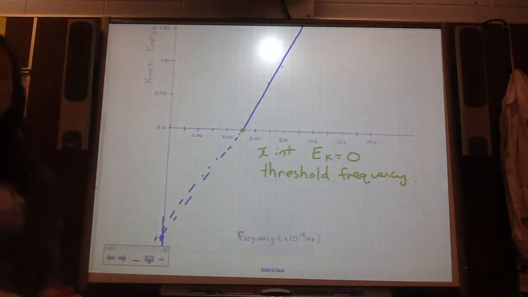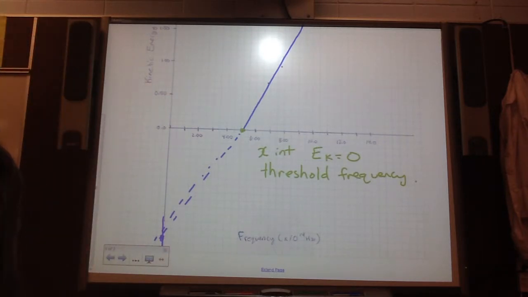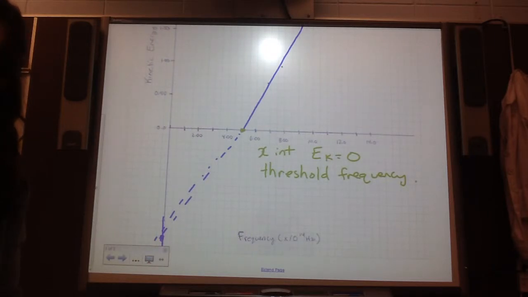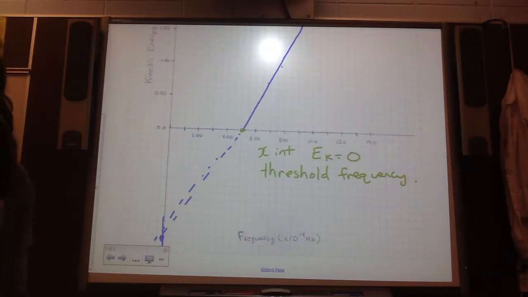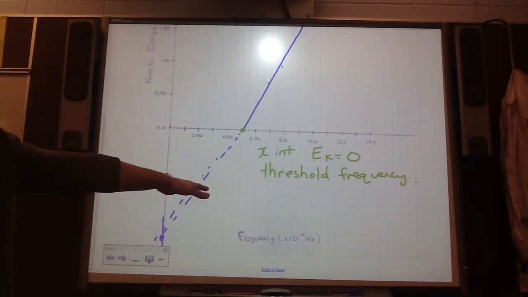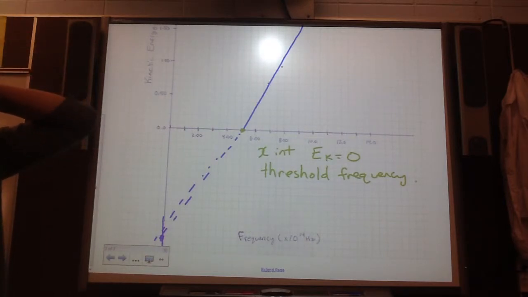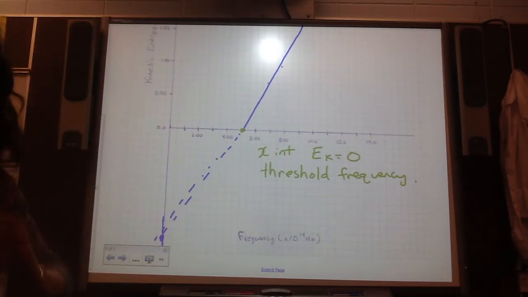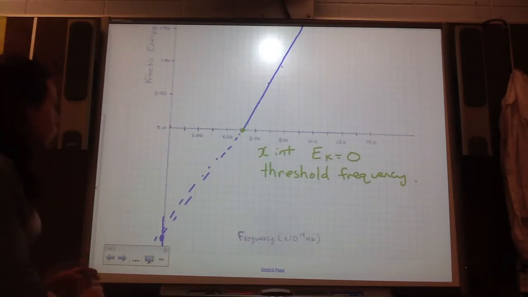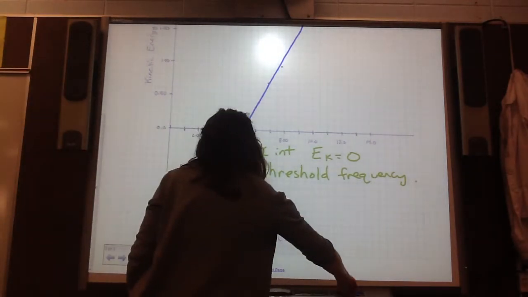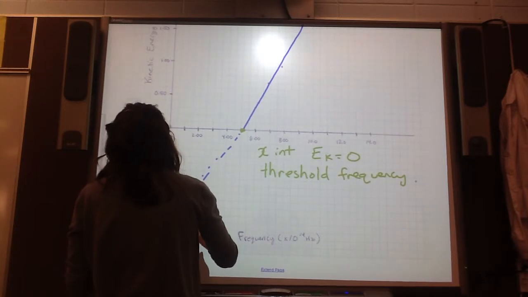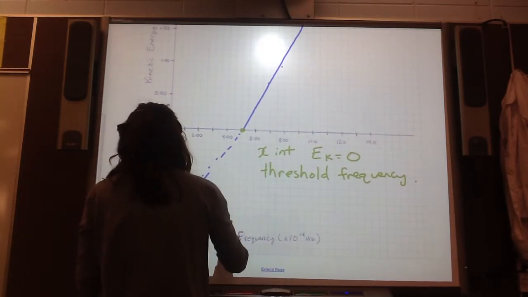Because that's the frequency we need to exceed in order to have energy of electrons, that's how we find our threshold. So if you're looking at your graph of kinetic energy versus frequency and the question asks about threshold frequency, look at your x-intercept. And then your y-intercept is when your frequency is equal to 0.